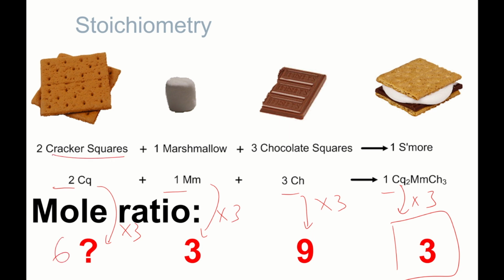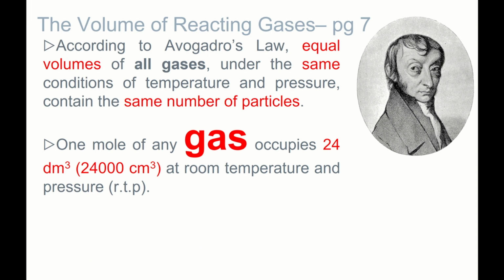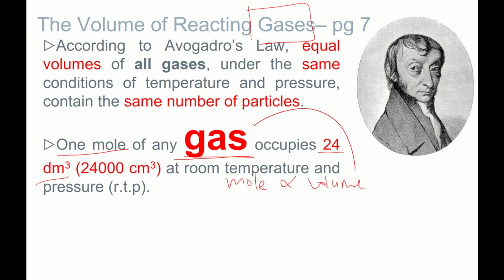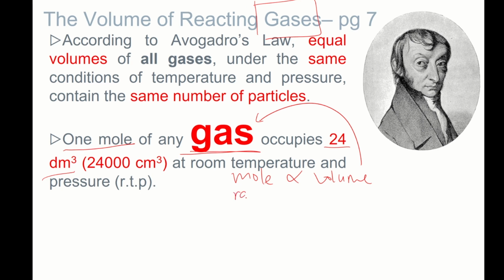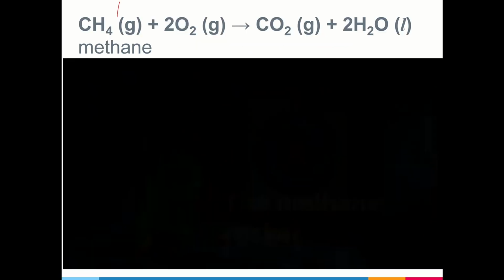So this is what stoichiometry is all about, using mole ratio from the balanced equation. Moving on, we take a look at gases, they are special. Since Mr. Avogadro said 1 mole of any gas occupies 24 dm cube, we know that mole is proportional to volume. So instead of mole ratio, we can use volume ratio for gases. Let's take a look at this video to see how volume is proportional to the mole ratio.